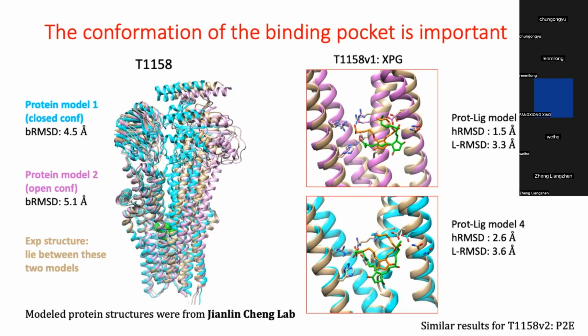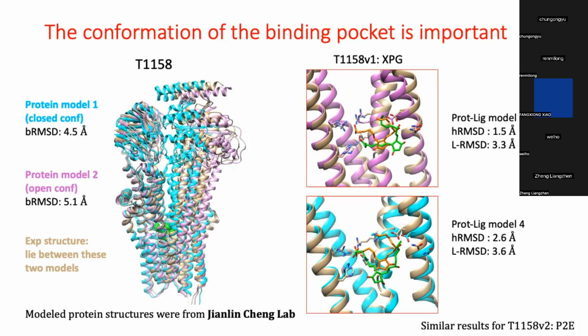So somehow we didn't have enough time to generate that. Professor Jianing Chen gave that to us, so we use both and do the structure prediction, and we submitted both. It turned out that one is in closed conformation, the other is in open conformation. One is in this cyan color, the other is in the magenta color.